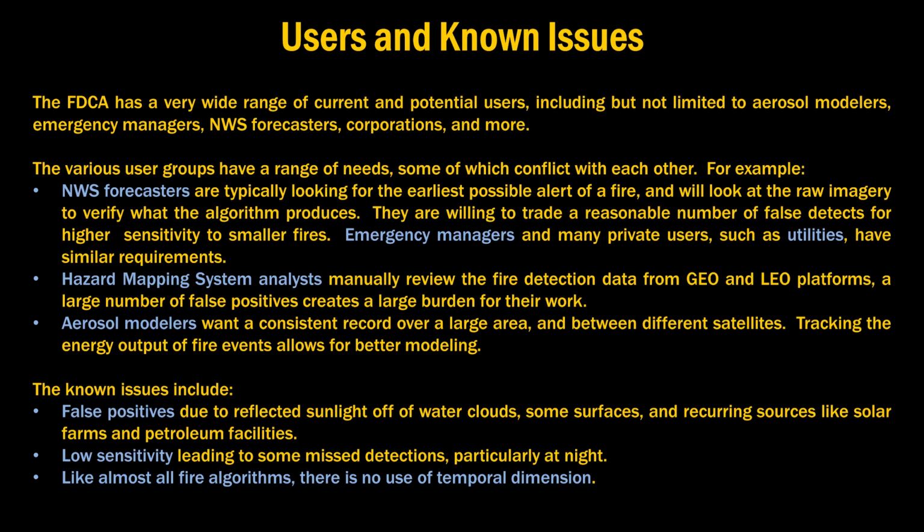The known issues include false positives due to reflected sunlight off of water clouds, some surfaces, and recurring sources like solar farms and petroleum facilities. Low sensitivity leading to some missed detections, particularly at night. And like almost all fire algorithms, there is no use of the temporal dimension of ABI data. In other words, it is not a change detection algorithm, nor are any existing operational fire detection algorithms.